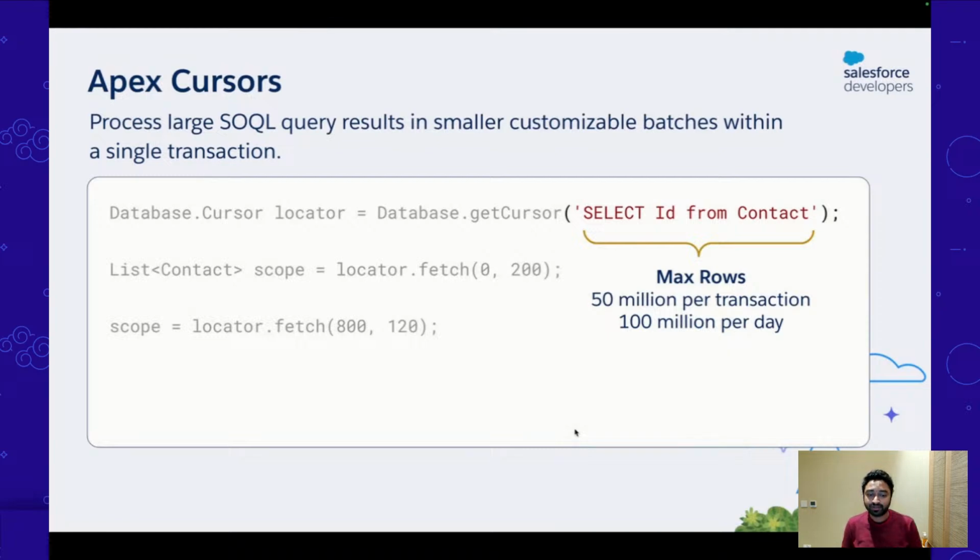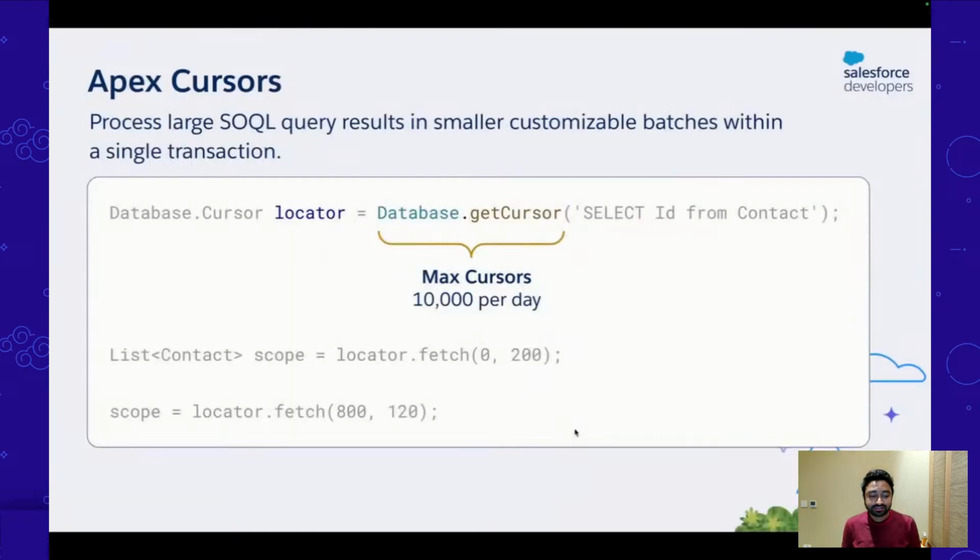If you are defining multiple cursors in a particular day, it can only retrieve up to 100 million records, with each cursor returning up to 50 million records. So if you have 50 million records being written by a cursor, then you can create one more cursor which returns only 50 million more and not more than that. So that's the maximum rows. This is a limit as of today.